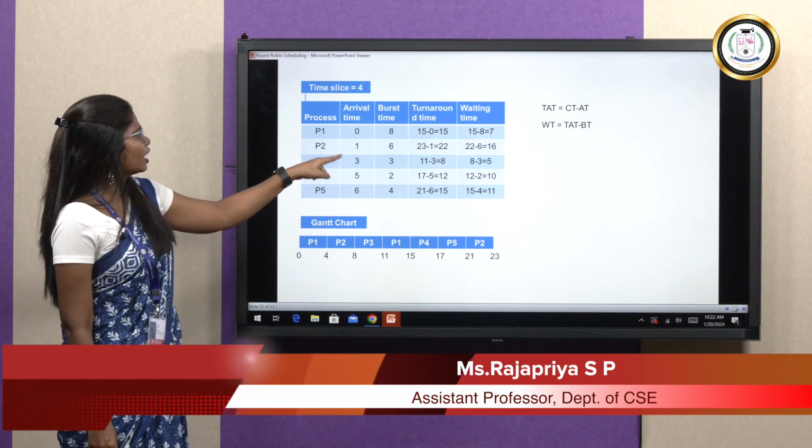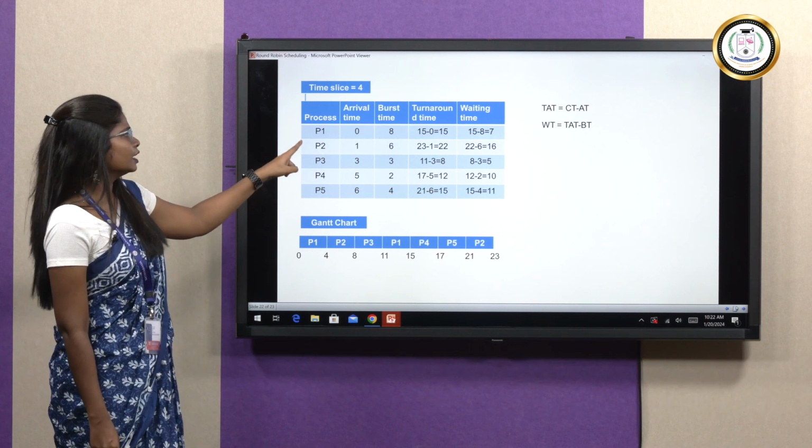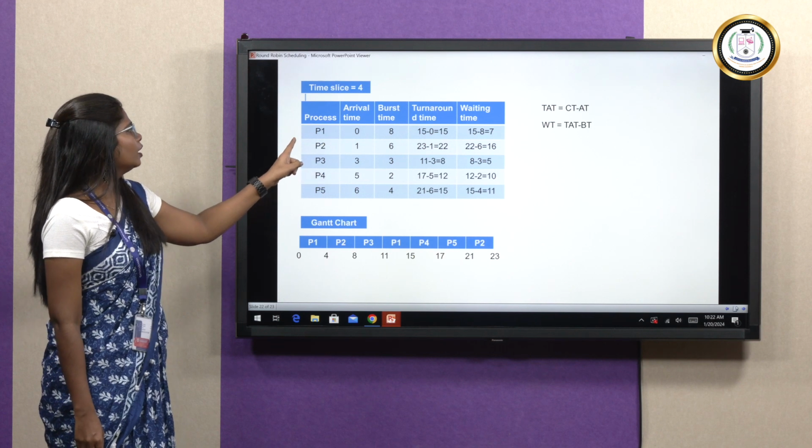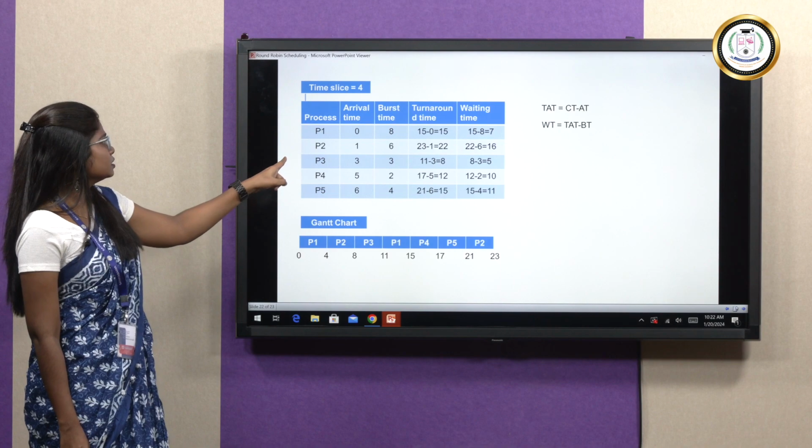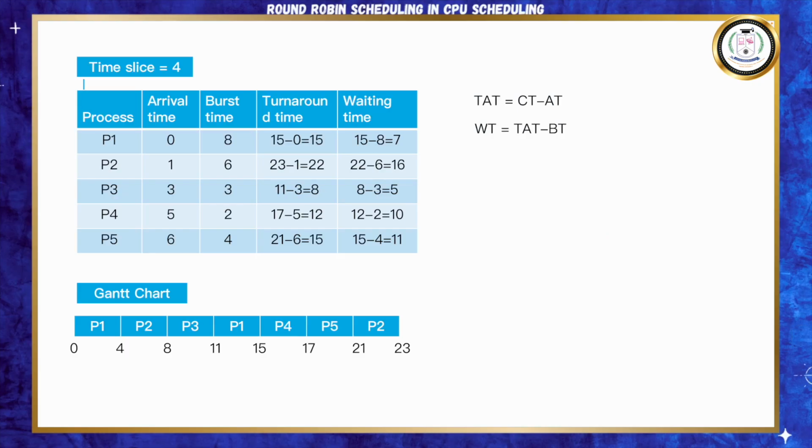The turnaround time we have calculated here is 15, and the burst time is 18, so the answer will be 7. And for process 2, the turnaround time is 22 and the burst time is 6, and the answer will be 16, and in the same way it will be calculated for each and every process. This is all about round robin scheduling. Thank you.